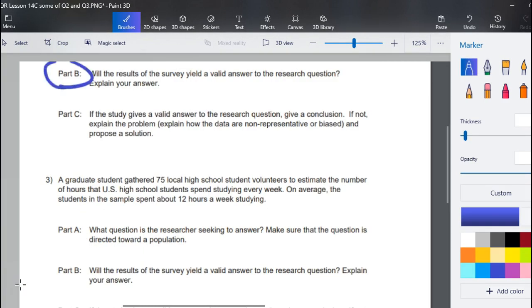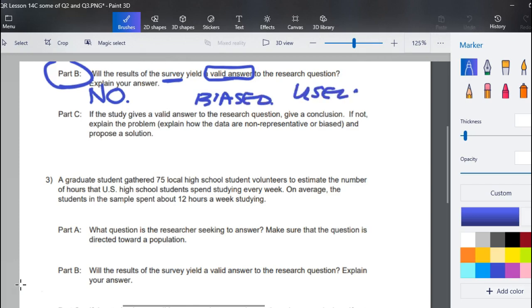Part B, will the results of this particular survey yield a valid answer to the research question, and explain yourself? And I don't know how large I can write this, but no conclusion can be made from this study because the wording of the survey question was biased. It was misleading. And so everything that we have done so far is rendered useless once something along the lines of a survey question being biased is introduced.